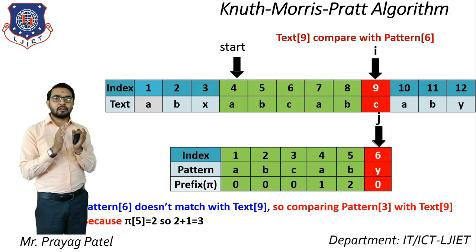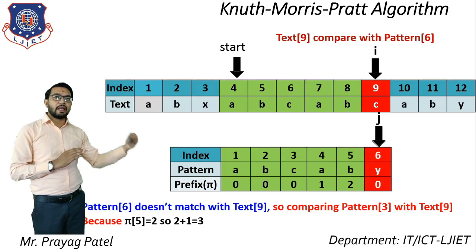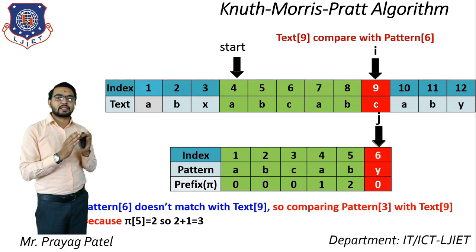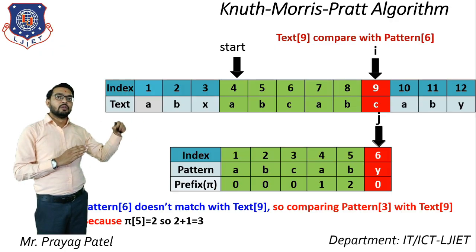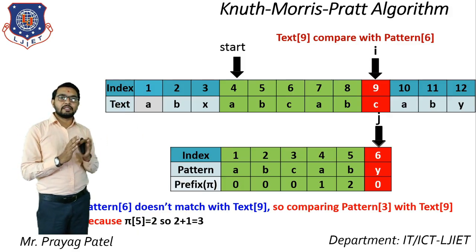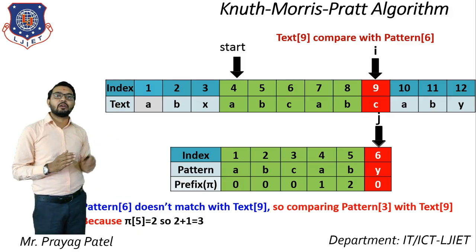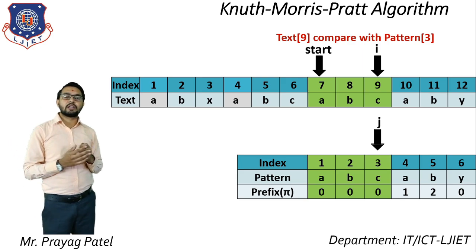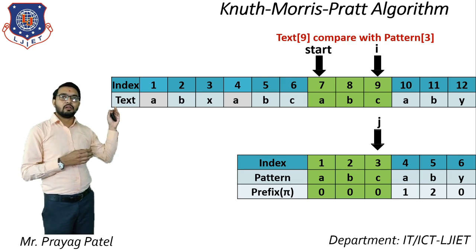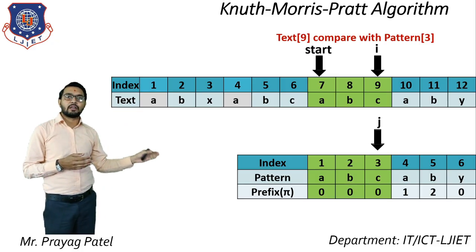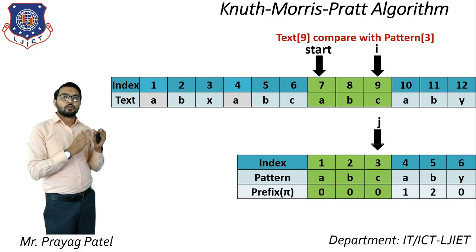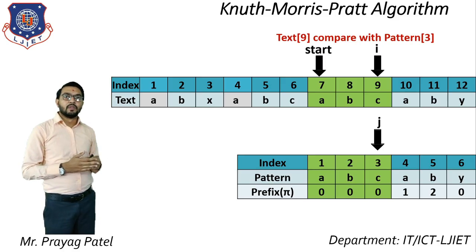So 3 is considered as your next value for the pattern. Means compare pattern 3 with the next location of the text. The text up to 8 has matched, but the remaining text starts at 9. So compare text 9 with pattern 3. Here the 9th location in the text is C and the third location in the pattern is C. So here C matches with C.